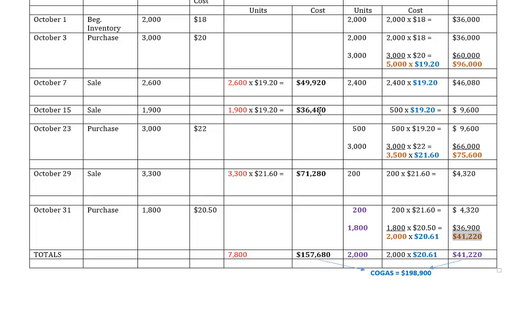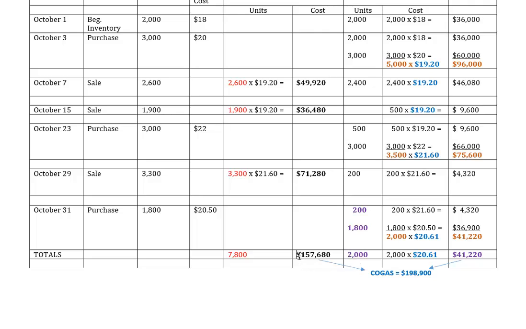You sold 7,800. So if you're not sure, add up the little numbers here in red, and that'll confirm to you that regardless of what cost flow assumption, what inventory system, you're costing 7,800 units. If you had 9,800 to sell and you sold 7,800, you got 2,000 left in ending inventory, right? So that data doesn't change.